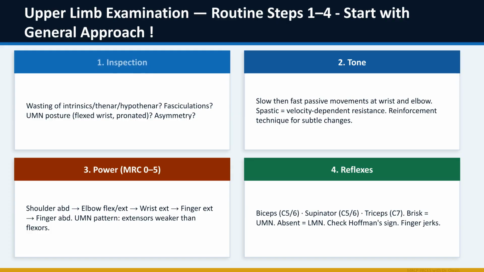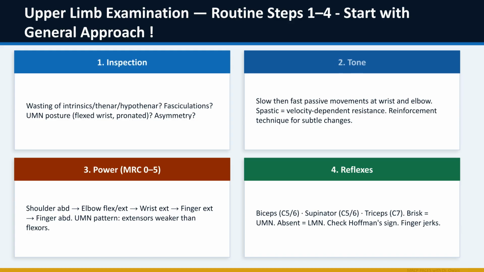Look at posture. Does one arm hang differently? Is the wrist flexed and the fingers extended, the classic upper motor neuron posture of a hemiplegic arm? Look at the skin, scars, contractures, deformity. Narrate this. On inspection, I note wasting of the small muscles of the right hand, with no fasciculations visible.